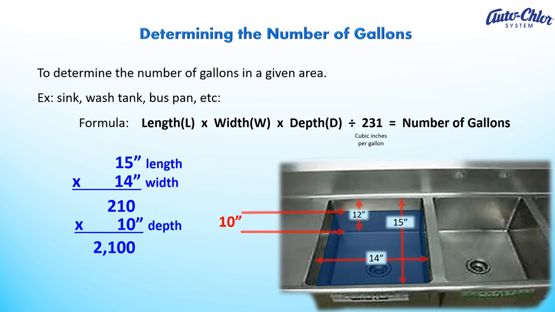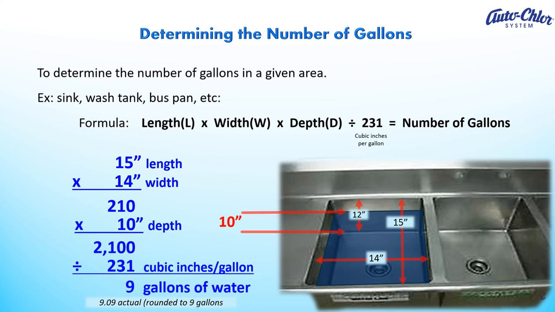So now we take our 210, we multiply it by 10, and we come out with 2,100. We divide this total number by 231, the cubic inches in a gallon, and our total gallons of water within this given area is 9 gallons. Actual amount is 9.09. We round it to 9 gallons.